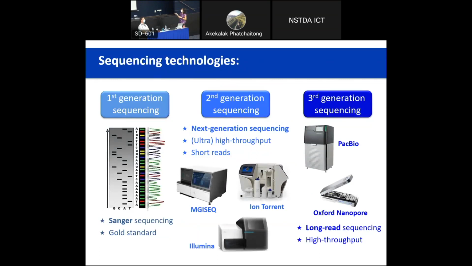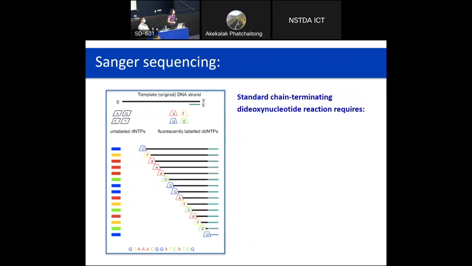which has a couple of platforms today. The most popular one being Illumina. There's also Ion Torrent and MGI. I will pick Illumina to cover because that's what most people use. And finally, the latest technology, the third generation sequencing, the PacBio and Oxford Nanopore. We'll cover the PacBio since it came out first, and the read accuracy has improved a lot on that platform. All right, let's start with Sanger sequencing.